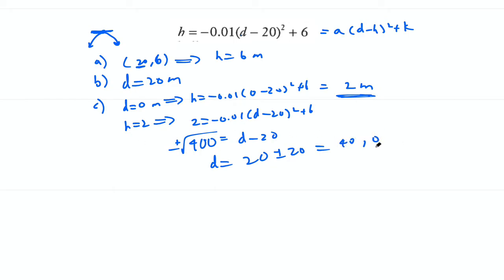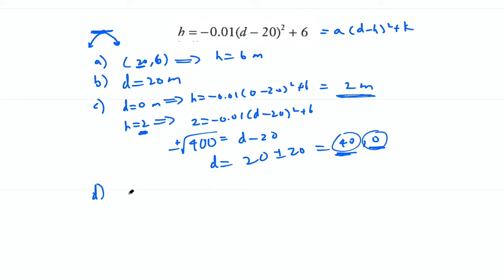Notice that at 0 is when the quarterback didn't throw the ball yet, but is just about to throw the ball, and 40 meters is exactly the distance from the quarterback to the receiver. So really, the height is going to be the same, 2 meters, for the quarterback and the receiver.